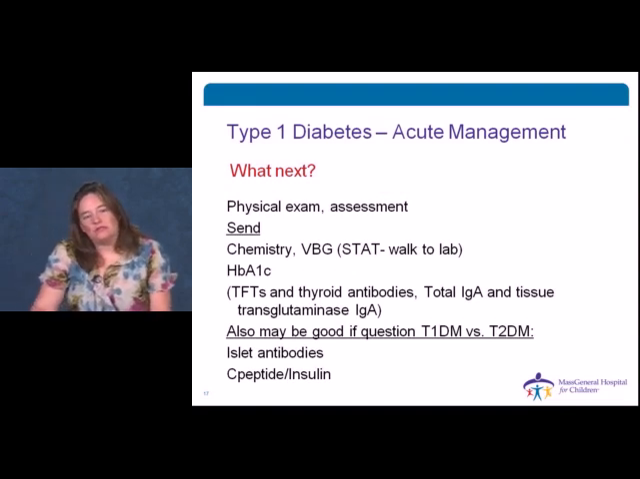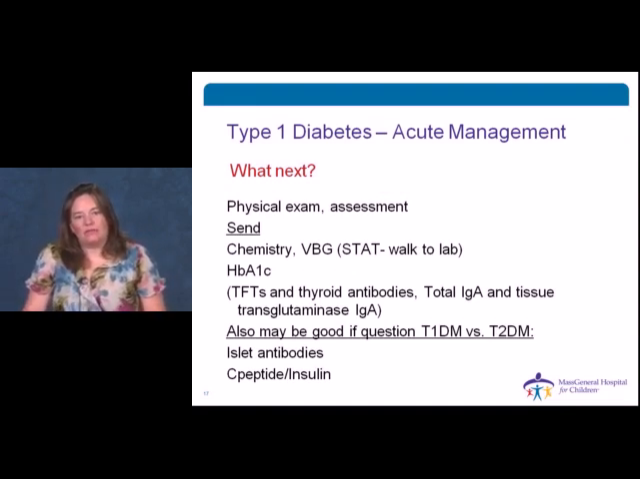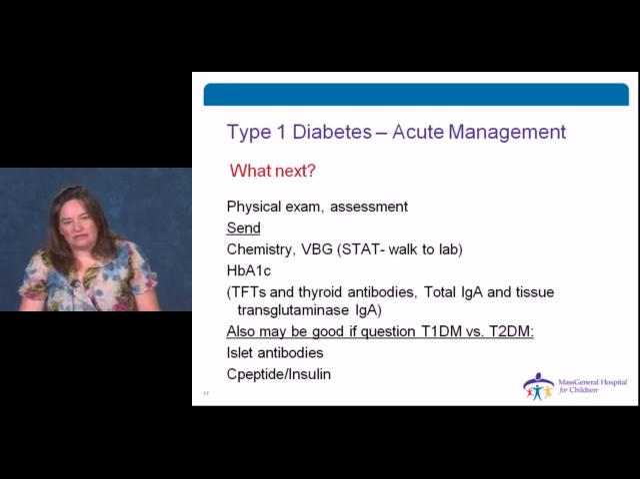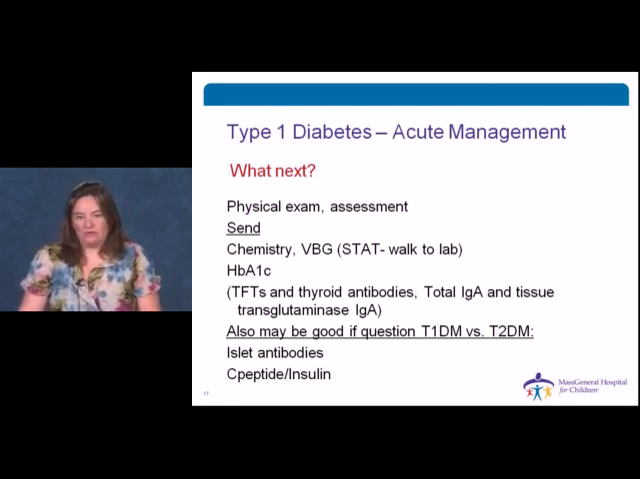So when we have patients arrive in the clinic, we do send these blood tests. We also think about sending some of the blood tests for comorbidities of diabetes at that point and screen for thyroid and celiac disease. And we consider sending islet antibodies and maybe an insulin level if we're not sure if this patient has type 1 or type 2 diabetes.